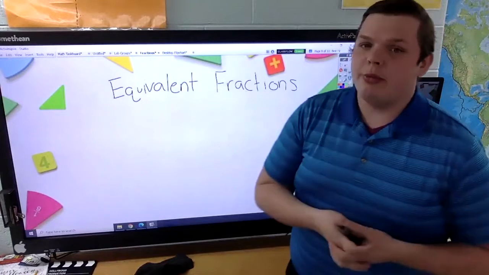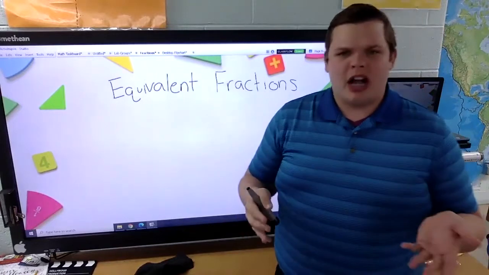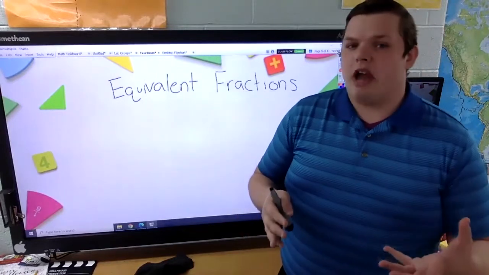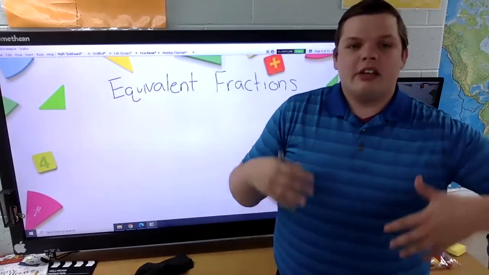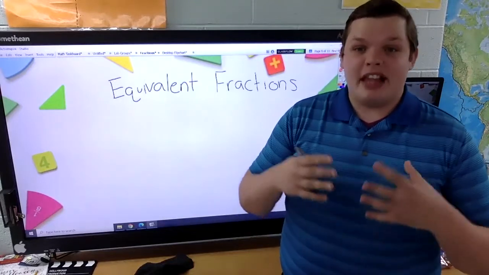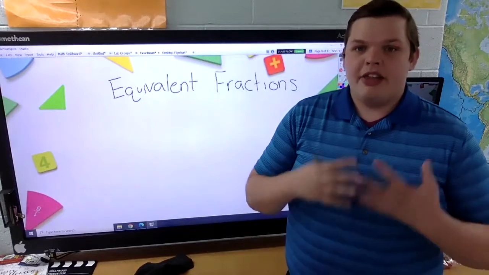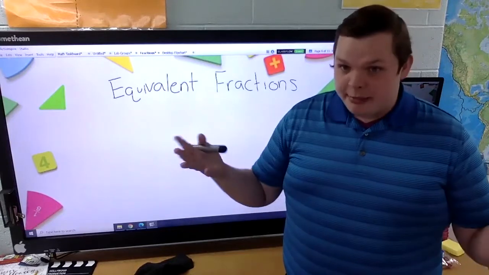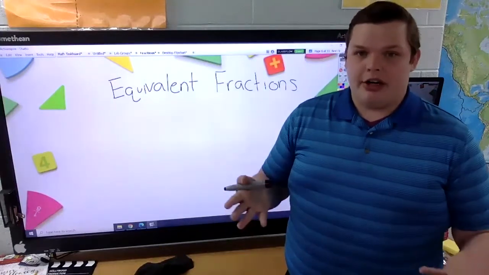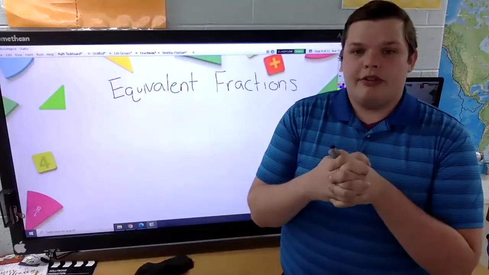First, we're just going to break down the word. Equivalent, we've talked about like the equilateral triangle has equal sides. So the word equivalent means that they are equal fractions. There are an infinite number of fractions that can equal each other. So, how do we do equivalent fractions?